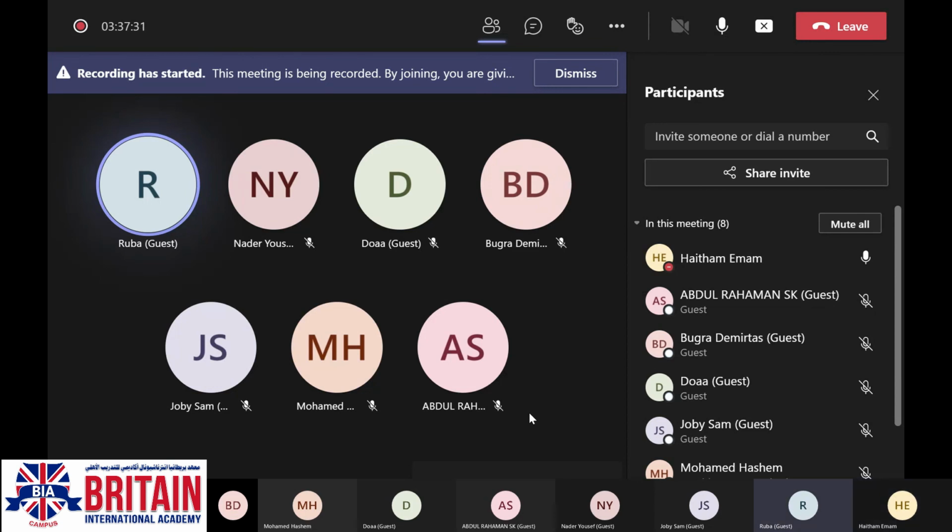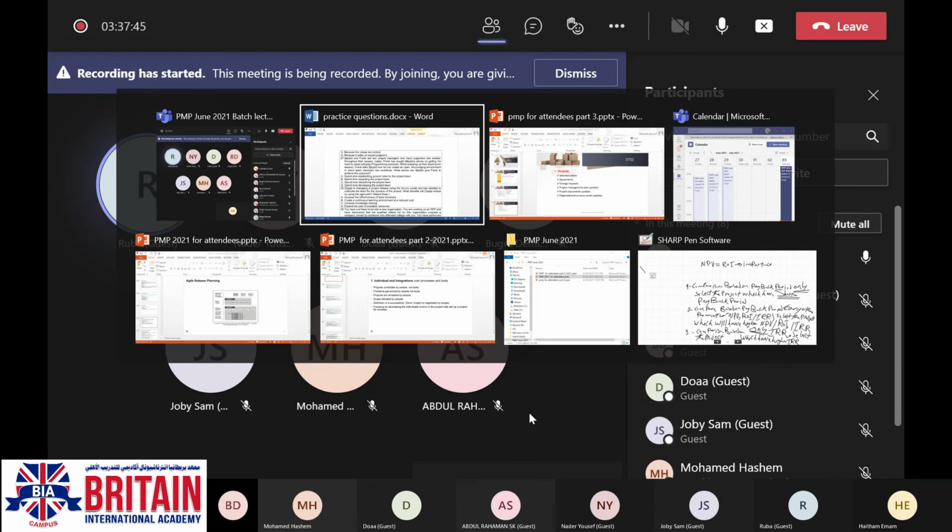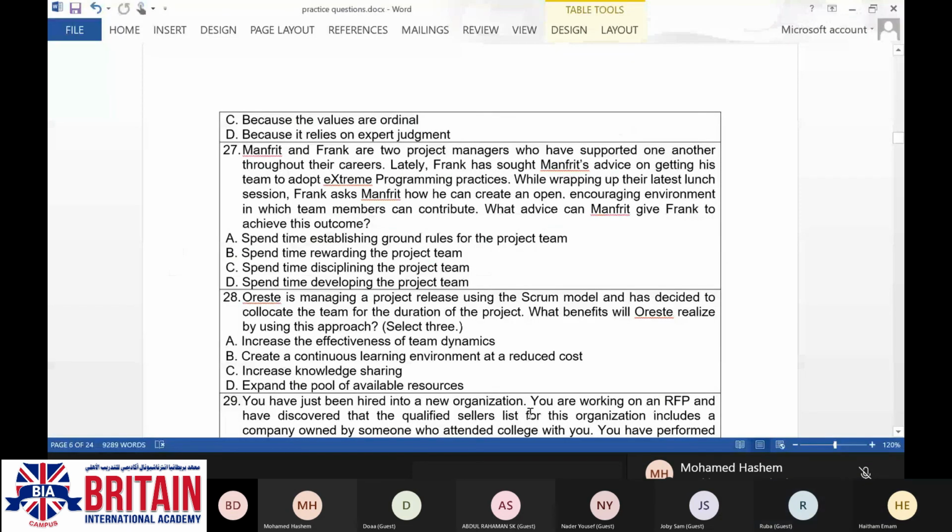I'm not sure, but I chose D, spend time developing the project team. It was between establishing ground rules, A, and D, but maybe it's more of developing the project team.